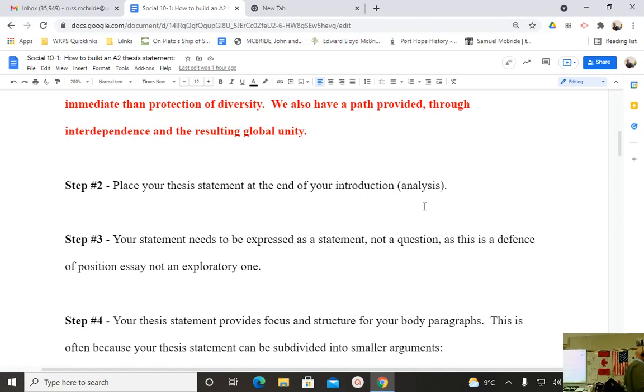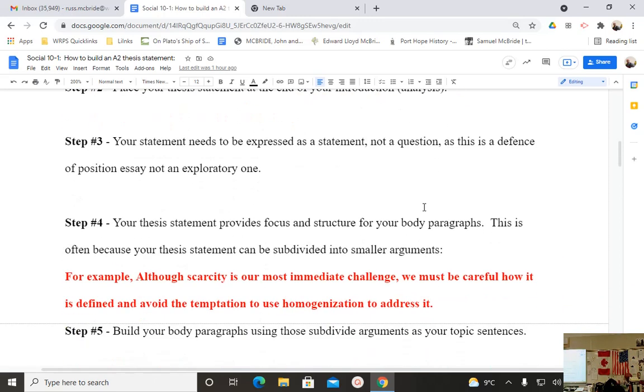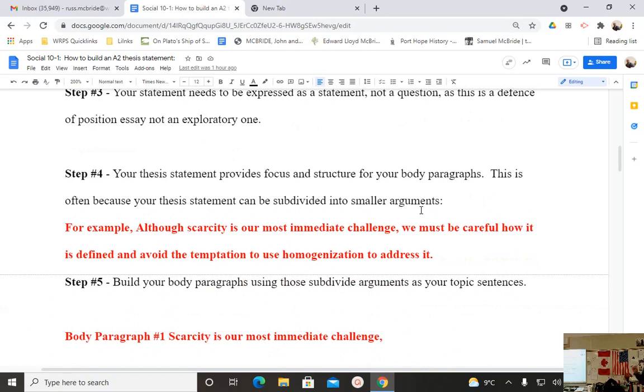Step 4. Speaking of the body now, your thesis statement will provide focus and structure for your body. Often your thesis statement can be subdivided into smaller arguments. The one that we're considering today is, although scarcity is our most immediate challenge, we must be careful how it is defined and avoid the temptation to use homogenization to address it. So that's a thesis statement, but it's easily divided into 3 sections.